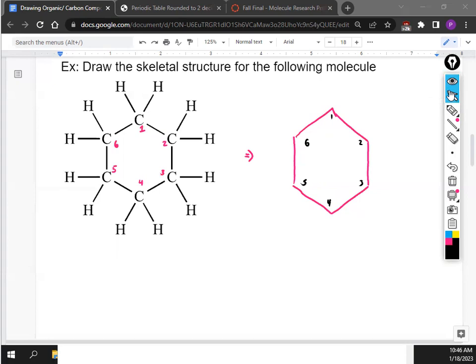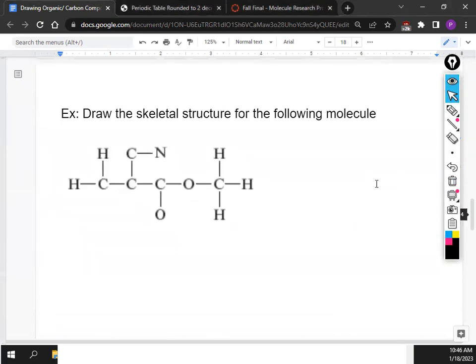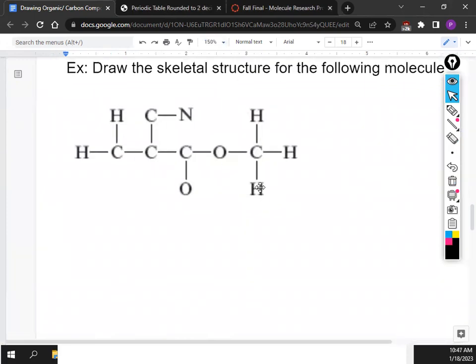All right, you guys ready to move on to the next one? Okay, let's go on to one that's a little bit trickier. Okay, because it's not going to stay this easy all the time. Okay, so this one right here looks a little bit more complicated. If you notice, we have different elements. We got a nitrogen, we got some oxygen. So we just need to be aware of those and just draw them normally, okay?